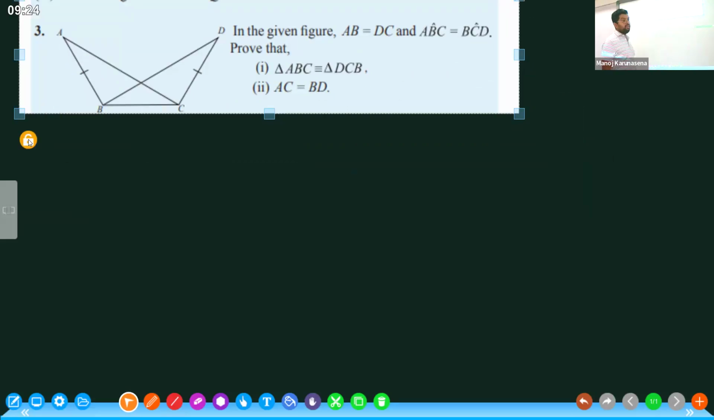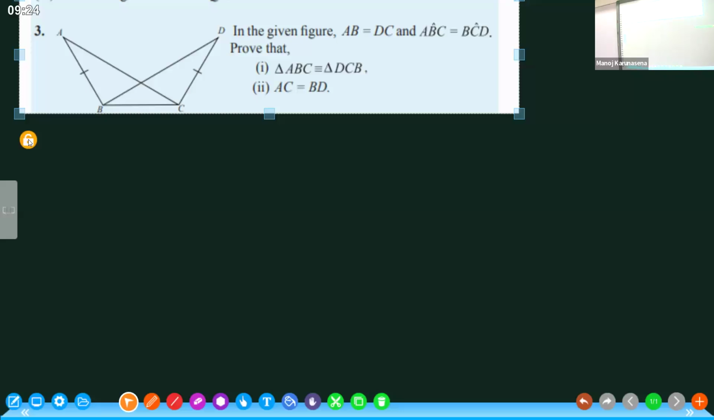Right. In the given figure, we can observe there are three triangles. The length of AB equals the length of DC, and the magnitude of angle ABC equals the magnitude of angle BCD. Prove that the two triangles are congruent to one another.